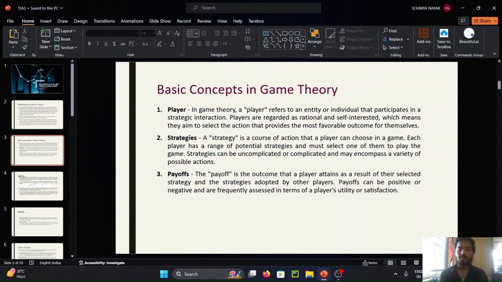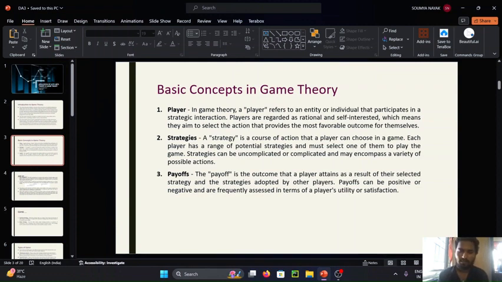Then comes the payoff. So what is the payoff? It is the outcome of that strategy. Suppose we are at a level now, and in that level we choose to move along a particular path. After we enter the path, what is the next level of the game, or the next outcome that will come for us? It is characterized as the payoff. The payoff is the outcome that a player attains as a result of their selected strategy and the strategies adopted by the other players.